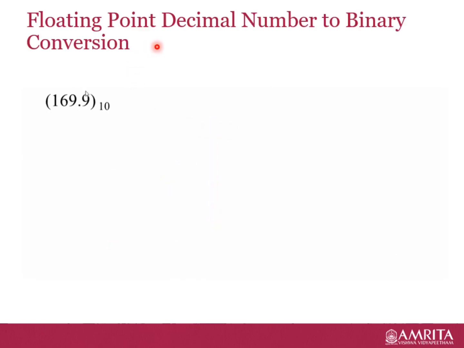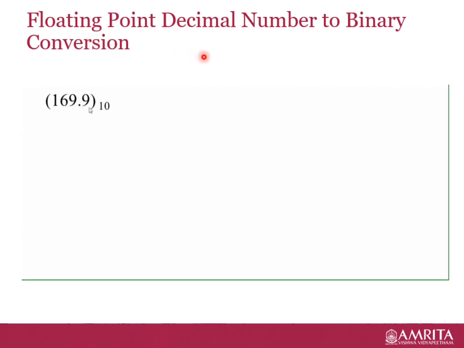We have already seen how an unsigned integer decimal number is converted to binary. Now we can discuss how an unsigned floating point decimal number is converted to binary. Here we are going to convert the floating point number 169.9 to its equivalent binary form. 169.9 has two parts, an integer part of 169 and a fractional part of 0.9.